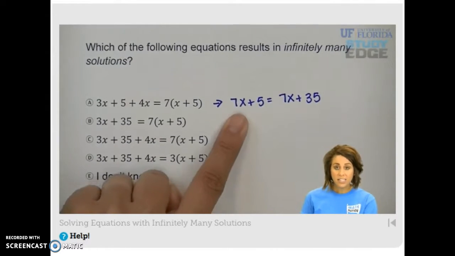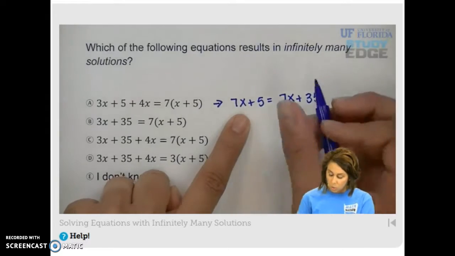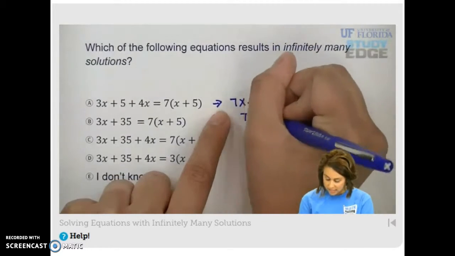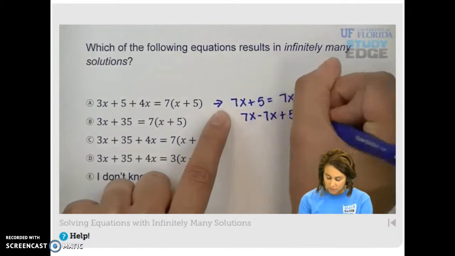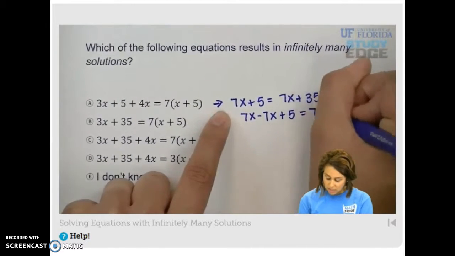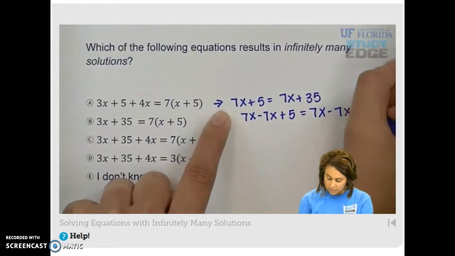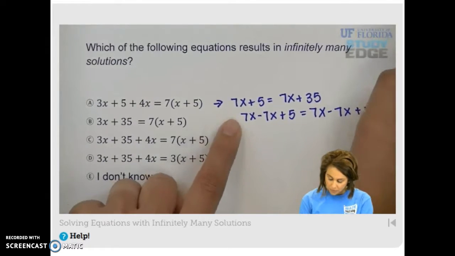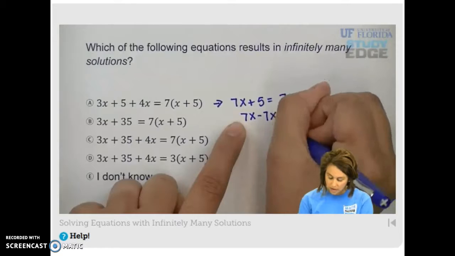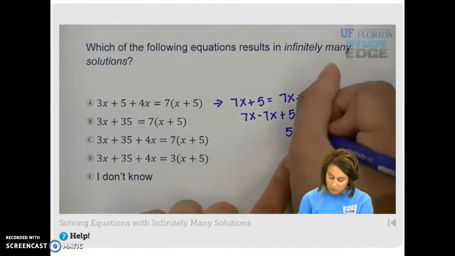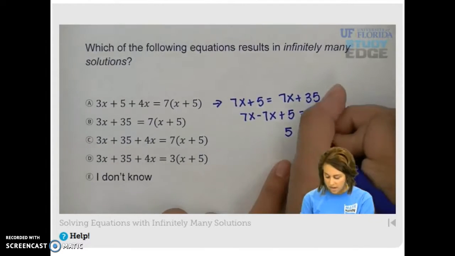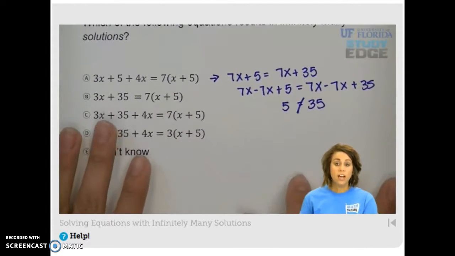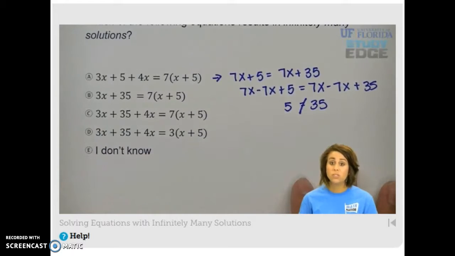Now, if I want to get x by itself, what do I need to do? Well, I need to start by subtracting 7x from both sides. This is just one option. You can do it a couple of different ways. If I subtract 7x from both sides, I'm going to have what? Well, I'm going to have 0 plus 5 on the left, and I'm going to have 0 plus 35 on the right. Does 5 equal 35? No, absolutely not. 5 doesn't equal 35, so we have no solution here.